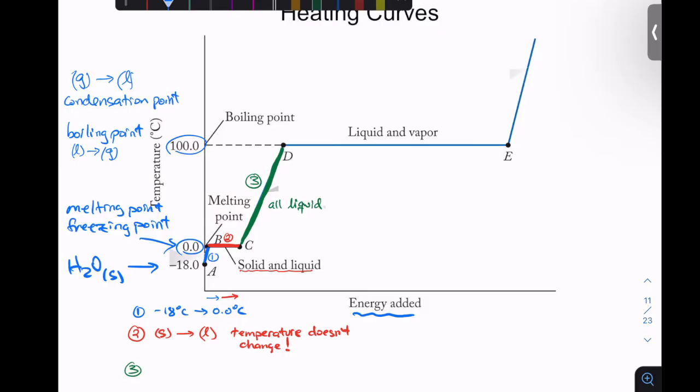Okay. The same thing is going to happen here when we get to 100 degrees Celsius. At 100 degrees Celsius, we're continuing to add energy to the system, and now we're transitioning from the liquid phase into the gas phase. So we have another phase change here. And once again, the temperature is not going to increase because now all the energy is going into the phase change.